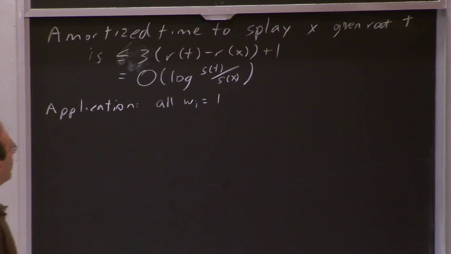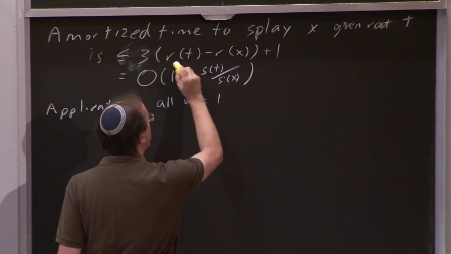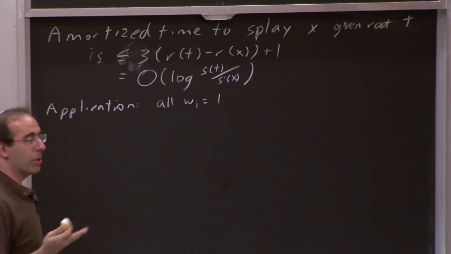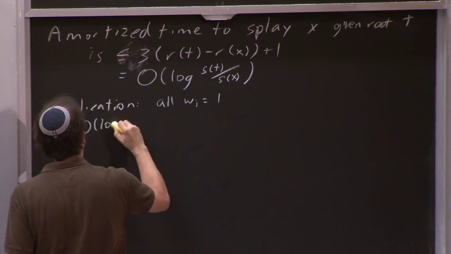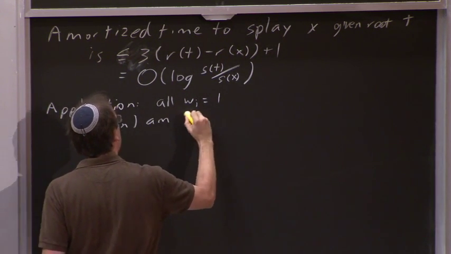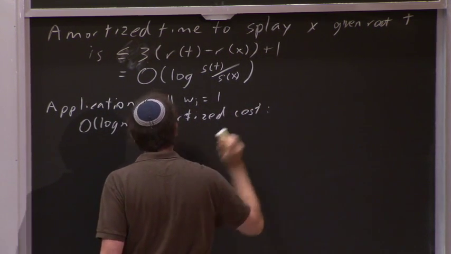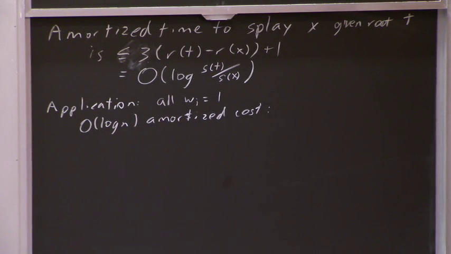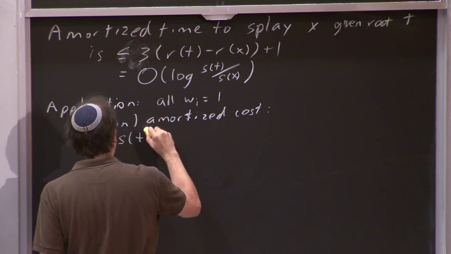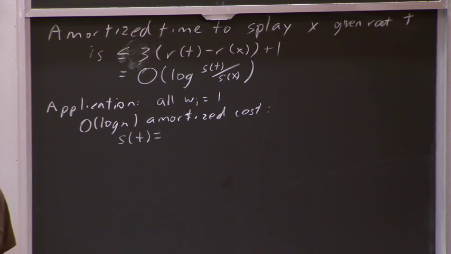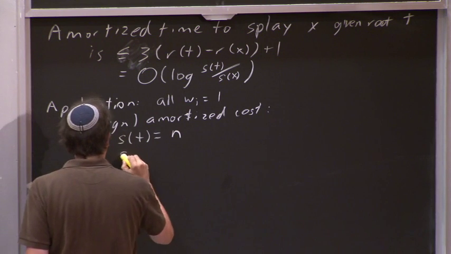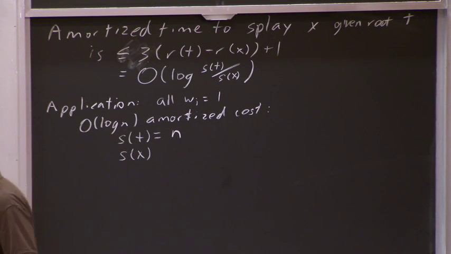Well, we have to break it down, right? So in order to compute this bound, you're claiming an order log n amortized search cost. How come? Because s of t is going to be n. Good. So remember that t is just the root of this binary search tree. So the size of the root is just the number of nodes in the binary search tree, which is n. And s of x, x is some node in the binary search tree.